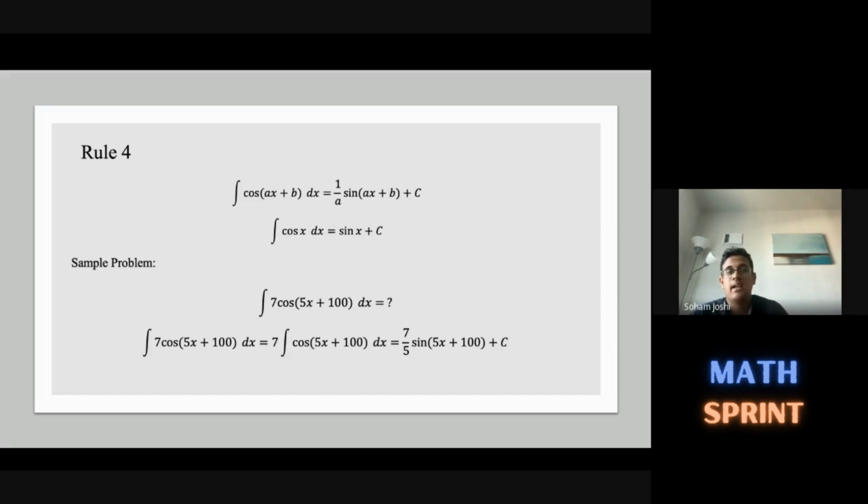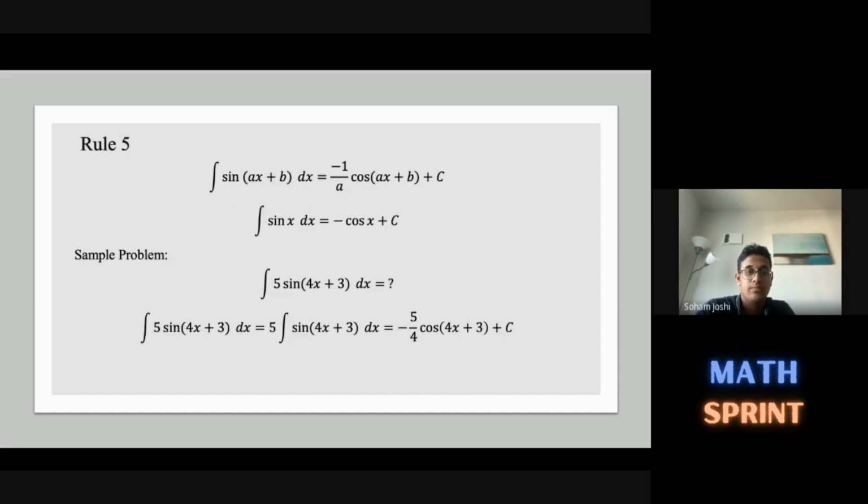Here's a good problem. Integrate 7 cos(5x + 100) with respect to x. Just use the formula I showed above, and you'll get the answer as 7/5 sin(5x + 100) + c.